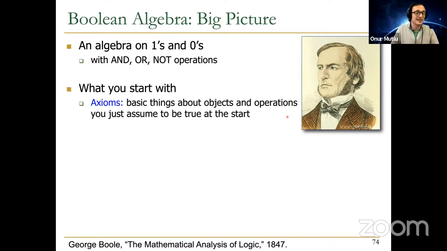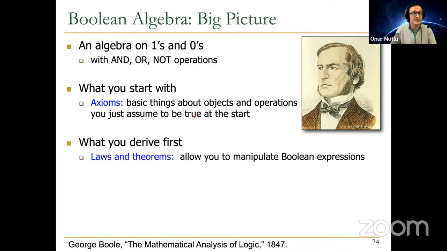What you start with is axioms. These are basic things about objects and operations that you just assume. That's what an axiom is, assumed to be true. And then you derive laws and theorems, which we will see. This allows you to manipulate Boolean expressions.